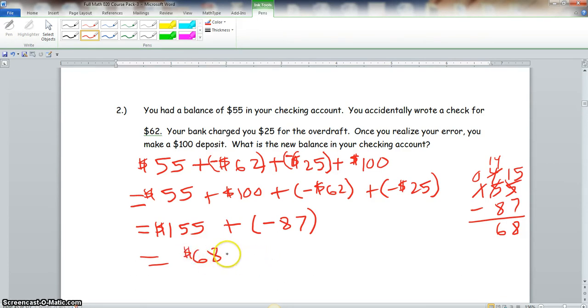Now we have to determine if this is positive or negative. We know 155 is more units away than 87. So our final answer here will be a positive $68. And that is it from this section.